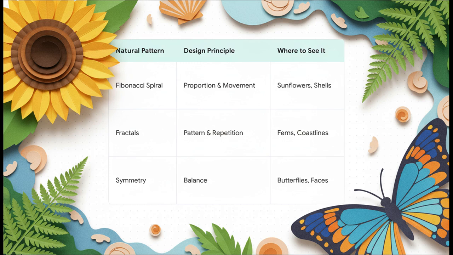And this is where it all just gets so amazing. That perfect spiral of seeds you see in a sunflower, that's the Fibonacci sequence in action. A masterclass in proportion and movement. Those infinitely repeating, complex patterns you see in a fern or a snowflake or even a coastline, those are fractals, nature's version of pattern. And the simple, beautiful symmetry of a butterfly's wings or a human face, that is pure, perfect balance. We're drawn to this stuff because it's hardwired into the universe.